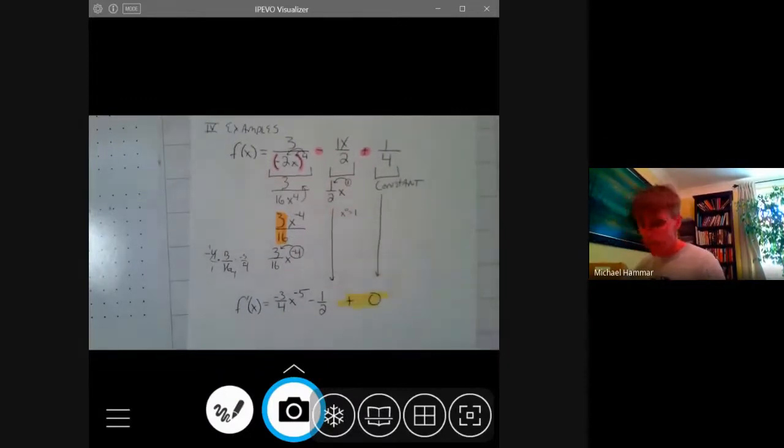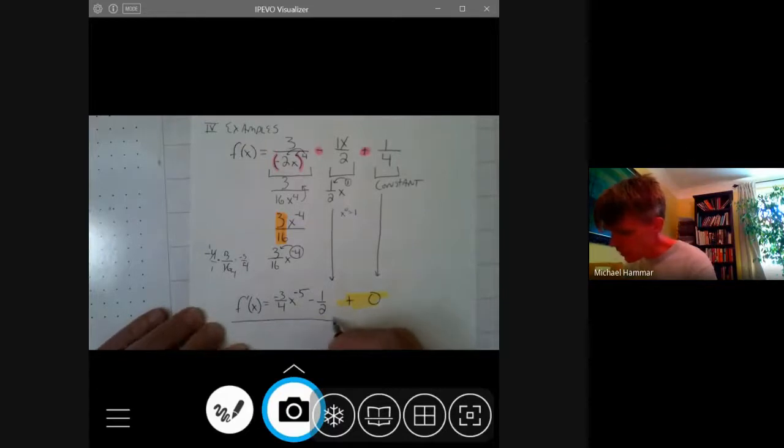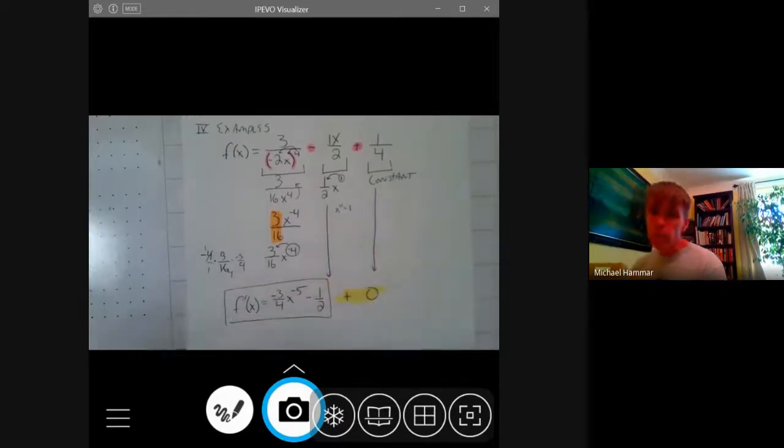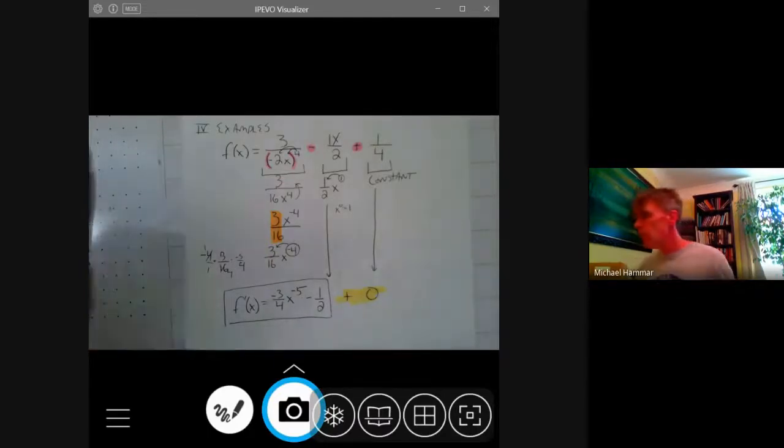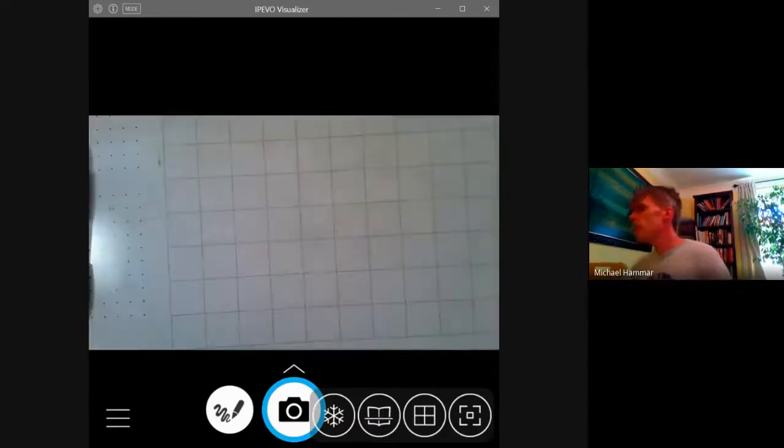So what is your final answer? Your final derivative is this. Now remember, you could also move the x to the minus 5 to the bottom of the fraction, but I'm just going to leave it like that for now. Just remember that that might be a possibility. So these are the three other rules that we need to finish calculating derivatives quickly.